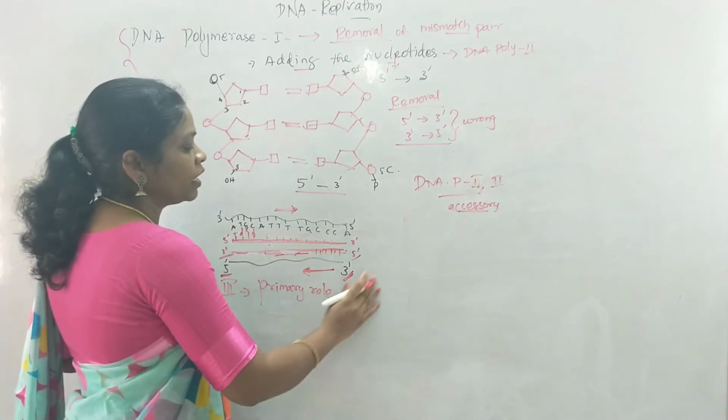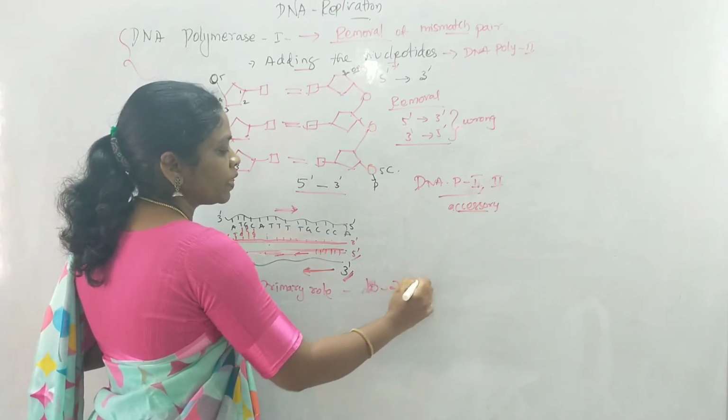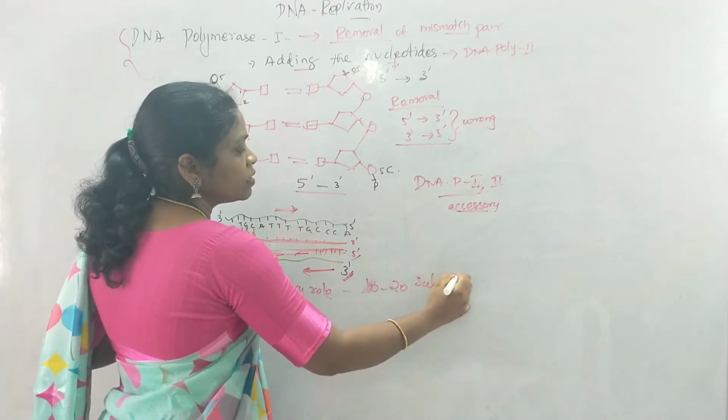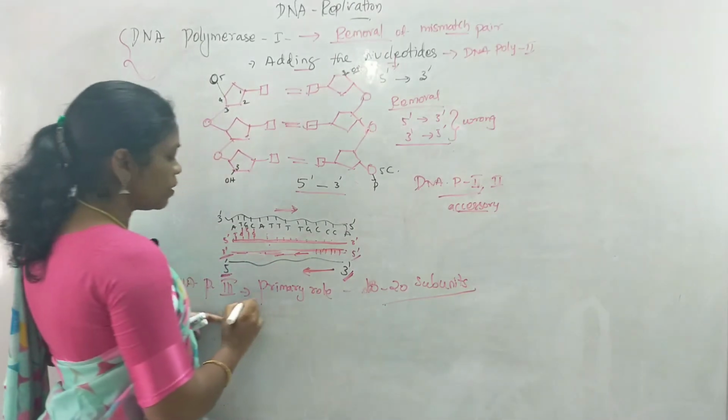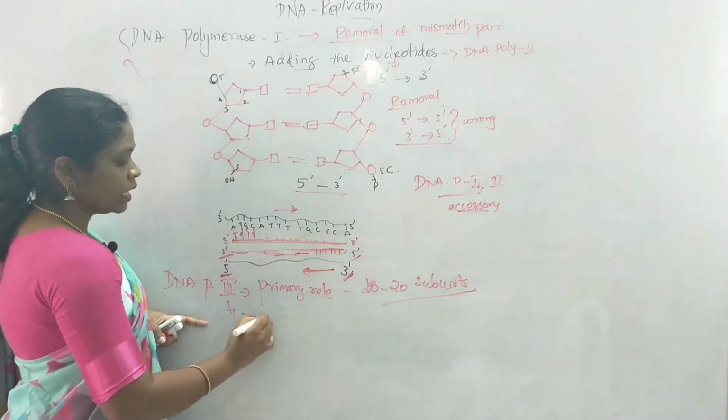It is made up of nearly 10 to 20 subunits, and this DNA polymerase 3 is also known as replicase.